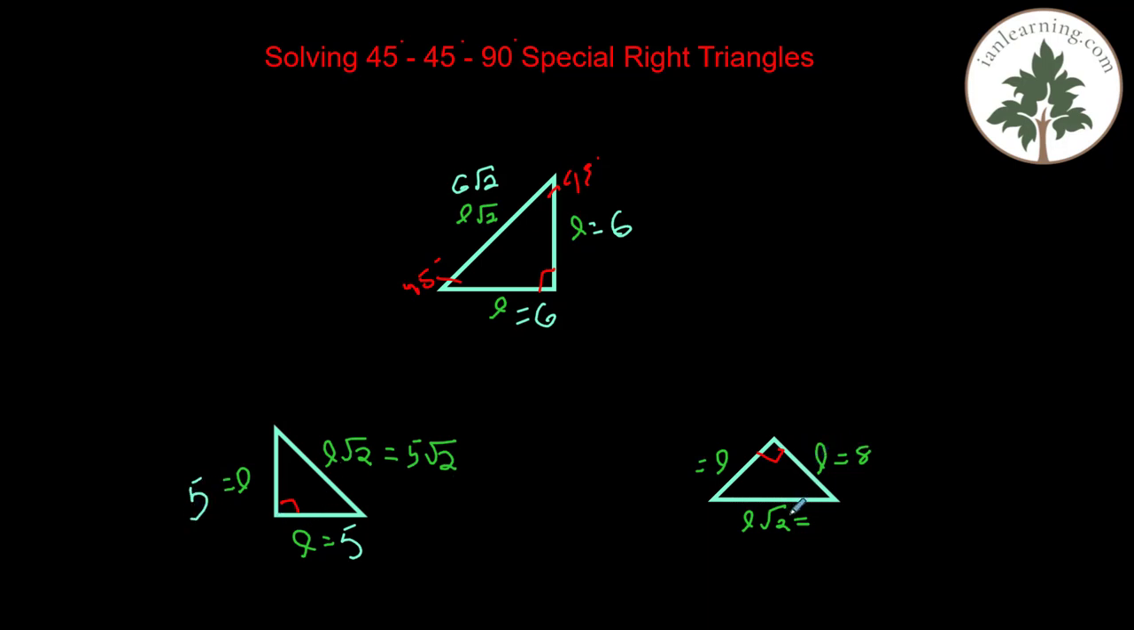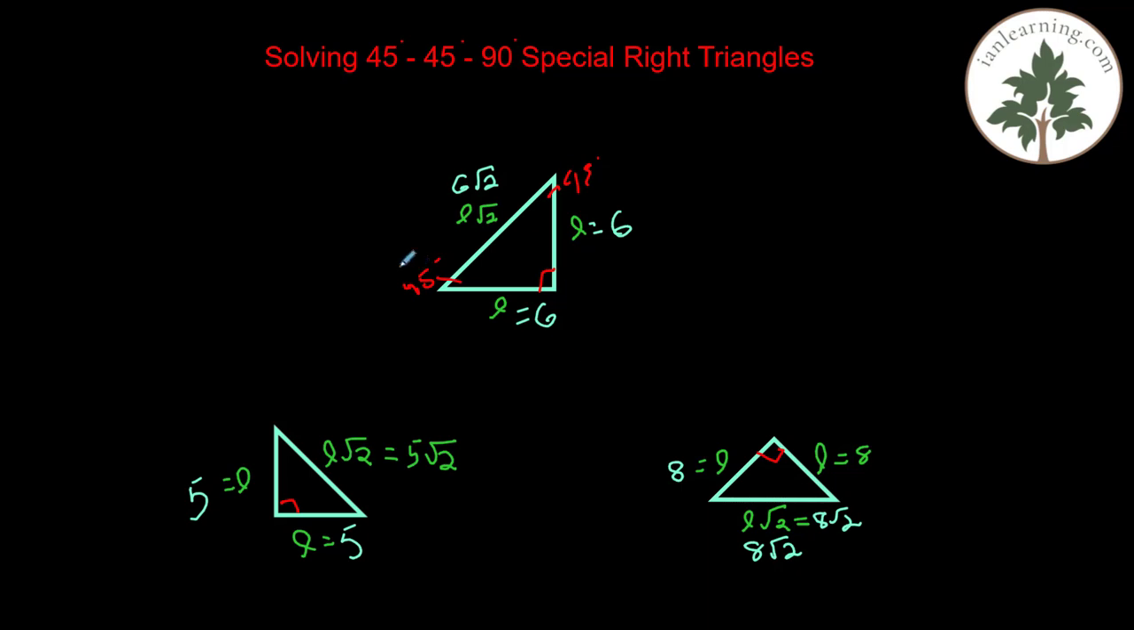Let's look at this one. Here you're given that one of the legs is 8. Well, if one of the legs is 8, since the variable is L and the other variable is L, you know the other leg is going to be 8. And the hypotenuse is going to be 8 square root of 2, right? Because the 8 goes in place of the L, times the square root of 2.